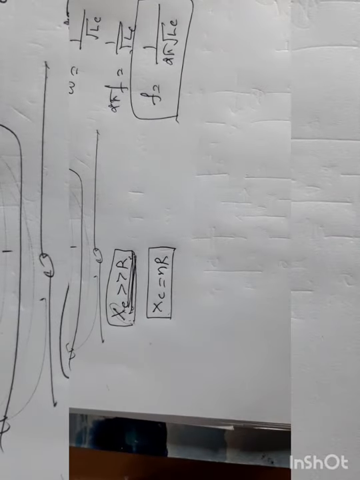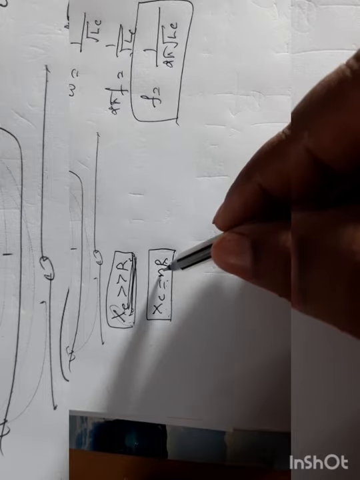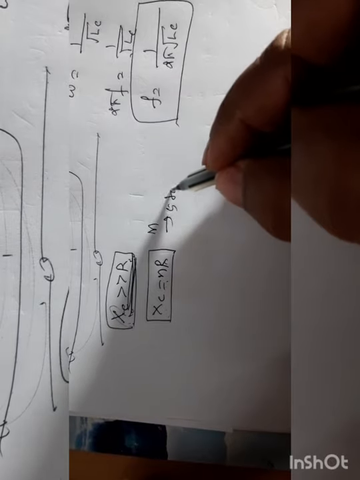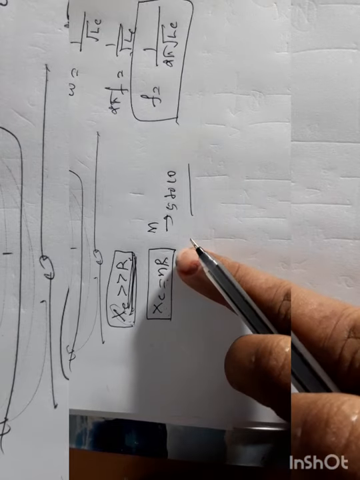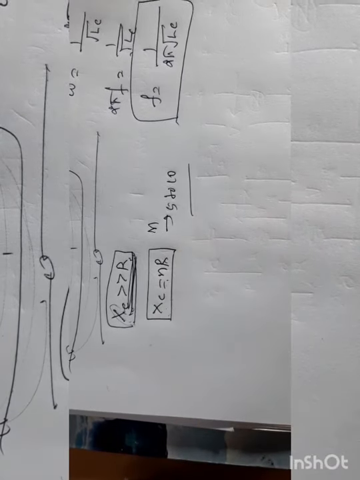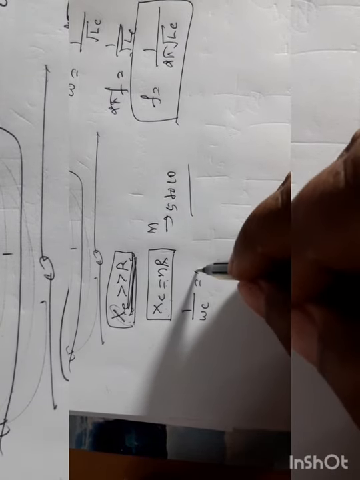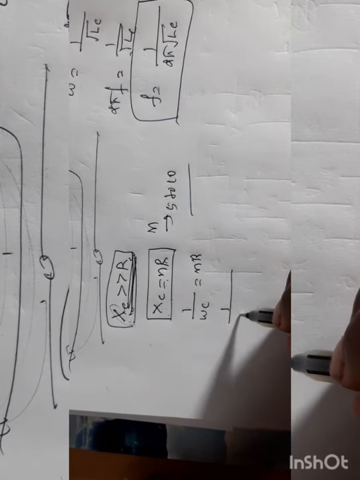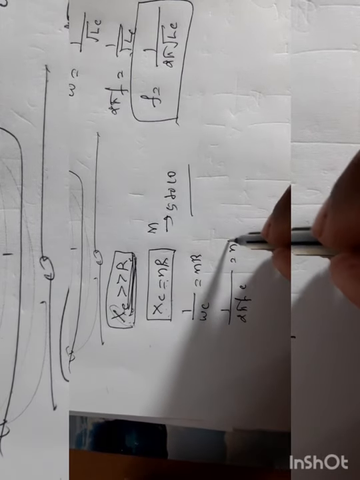N varies between 5 to 10. Xc is equal to 5R or Xc is equal to 10R. Between 5 to 10R, N changes. So, N values may be between 5 to 10. You have to select Xc such that it is equal to NR. What is Xc? Xc is 1 over omega C, which is equal to N into R. That is, 1 over, omega is 2 pi F, into C is equal to N into R.